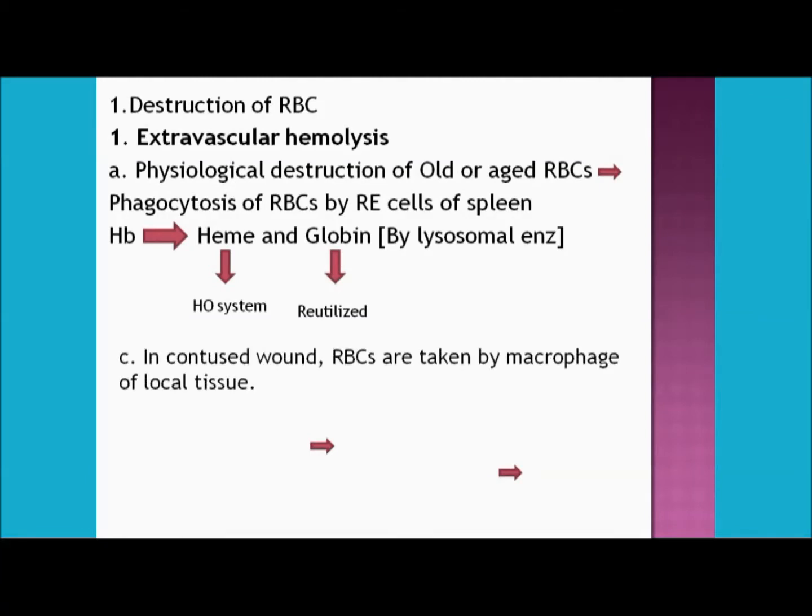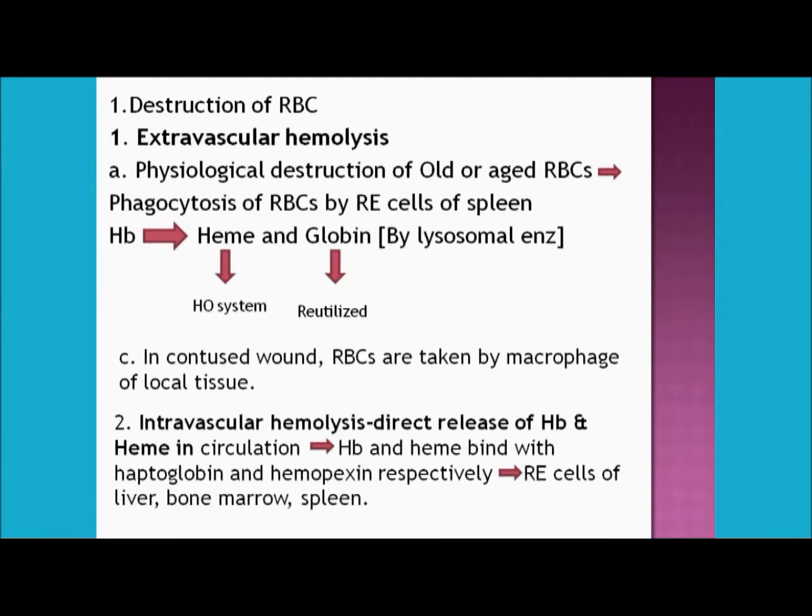The next one, in a contused wound, the RBCs are generally taken up by the macrophages of the local tissue. We know that macrophages act as a second line of defense in the human body. So once you have any sort of wound, the WBCs will come, and the macrophages will take up the RBCs, right? Now what is the process there?